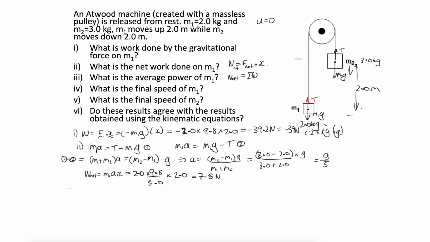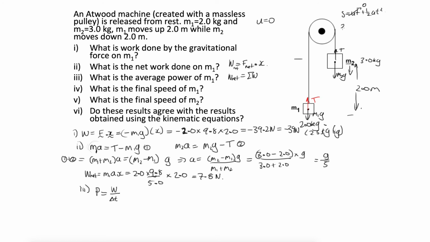Now part 3 says, what is the average power of M1? So the power is equal to the work done over the total time interval. So what we need to know is, well, how long does it spend traveling up? So we know how high it goes and we know its acceleration, and we want to know the time. So what we can use is our kinematic equation. Let's write it over here, S is equal to UT plus a half AT squared. Now it's released from rest.